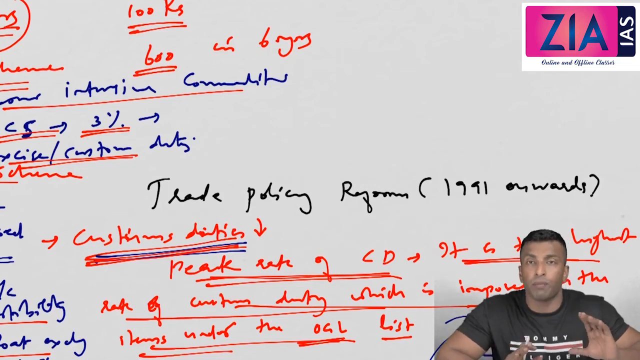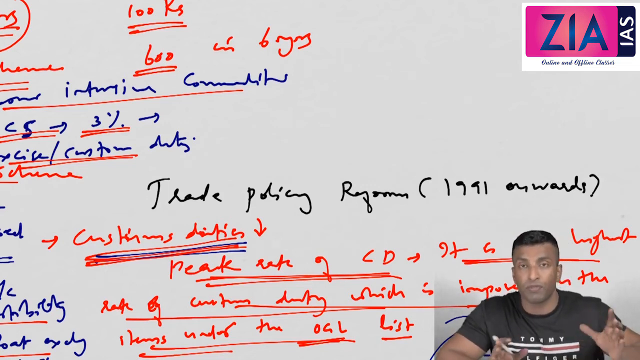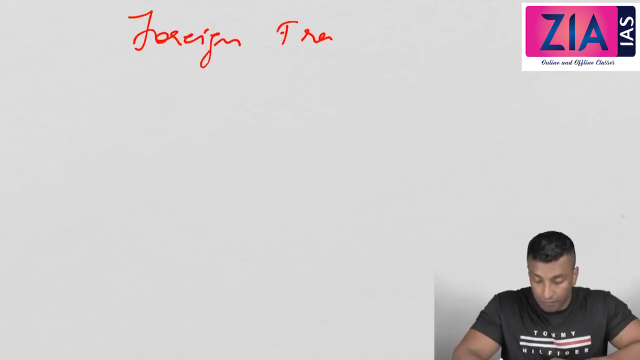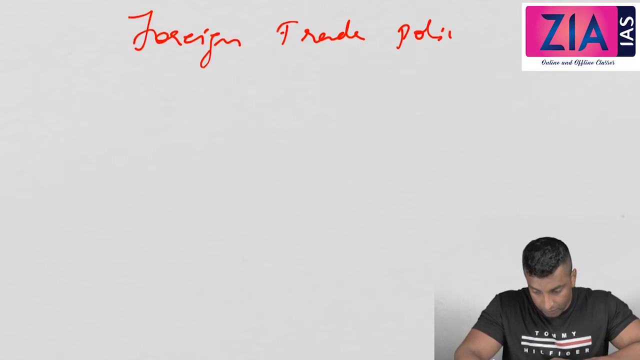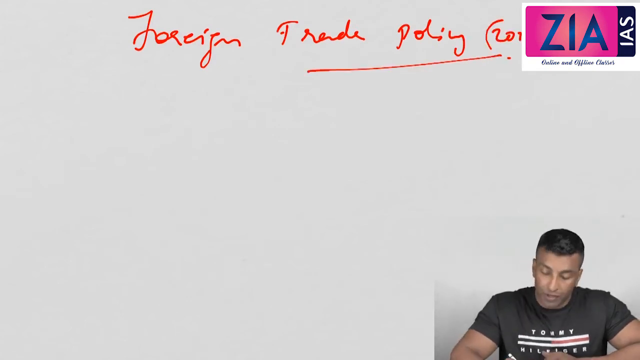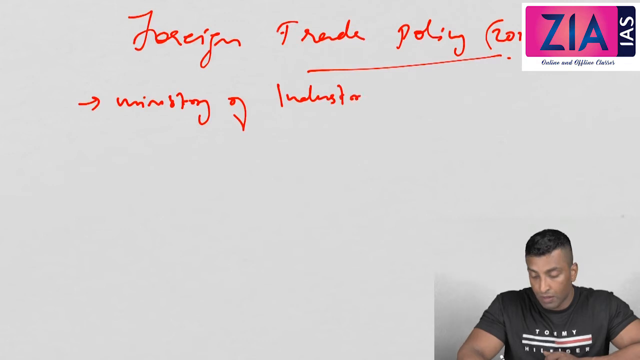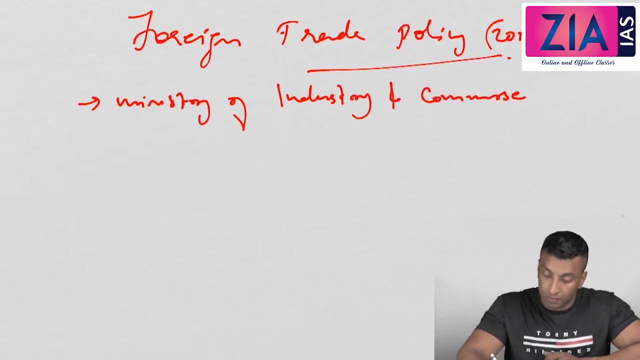Now we will look into trade policy from 2015 to 2020. So, foreign trade policy 2015-20. Who is drafting this? This is the Ministry of Industry and Commerce. Now what are the objectives?